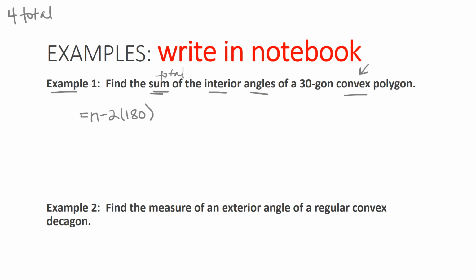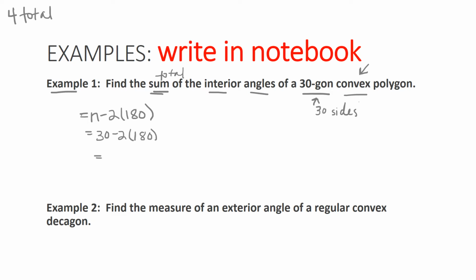So if I'm talking about this formula, now I have to understand what n means. N just means number of sides. So if I go over here, a 30-gon, that's telling me it's a really big polygon, but it must mean I have 30 sides. So I'm going to go back over my formula and punch in 30 for n: 30 minus 2 times 180.